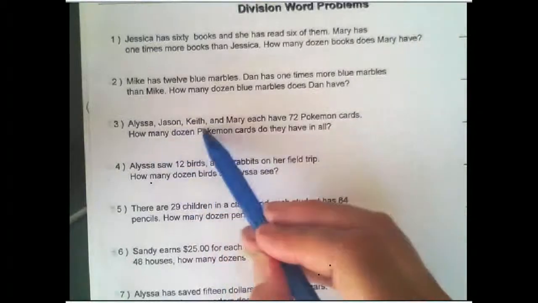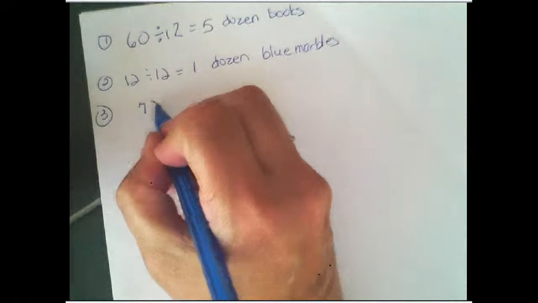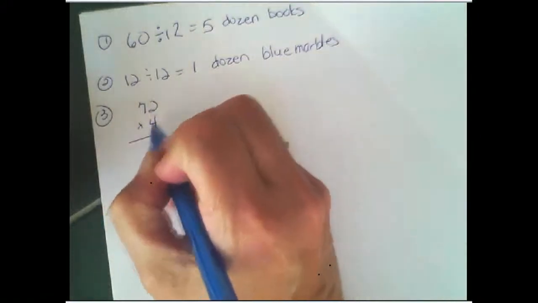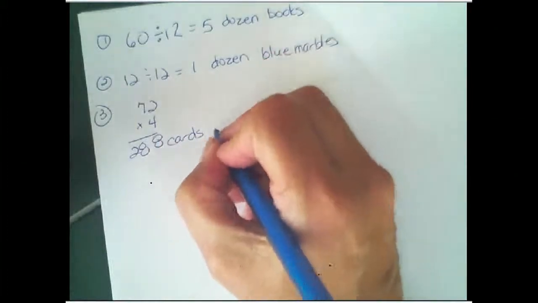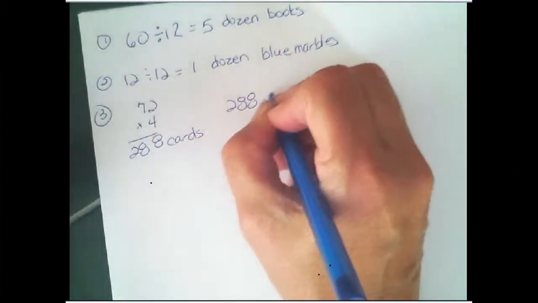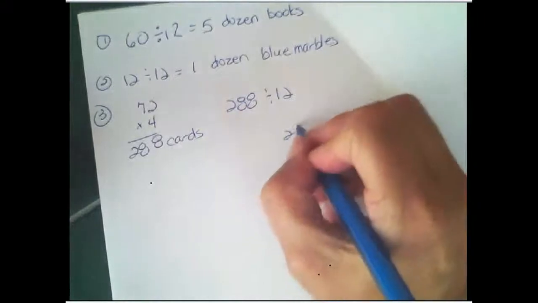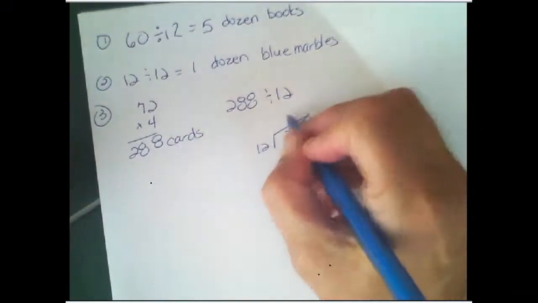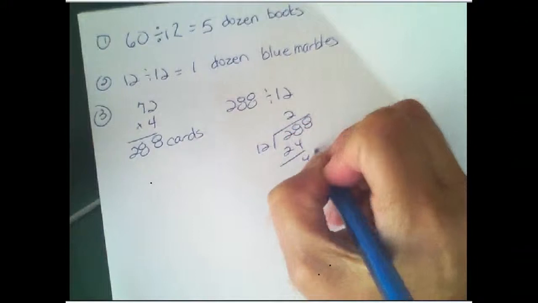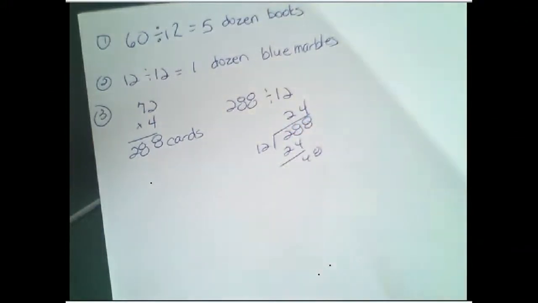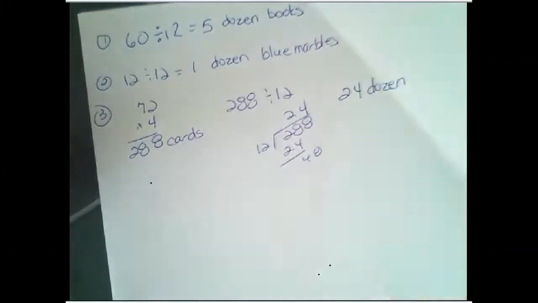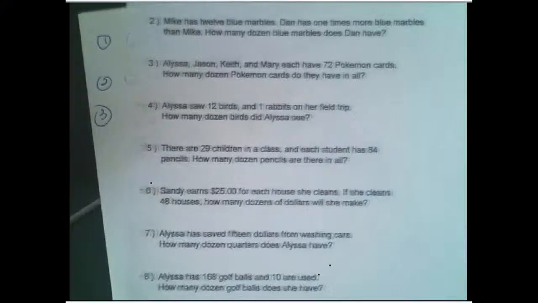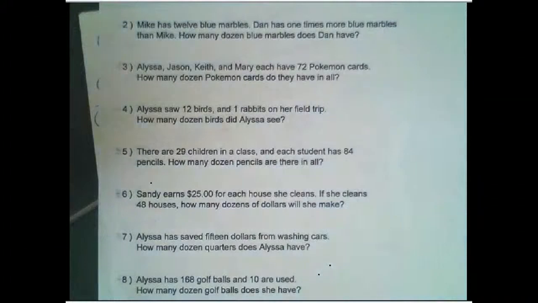We have 1, 2, 3, 4 people that each have 72. So we can take 72, multiply that times 4. We have 288 cards. We are going to divide those 288 cards by 12 to find out how many dozen. When we do the division, we see that there are 24 dozen Pokemon cards. So that one was a little bit trickier because you had to do 2 steps.